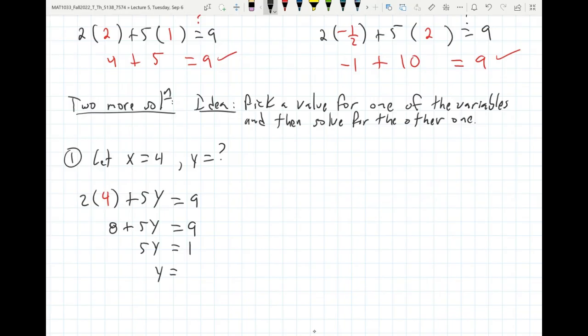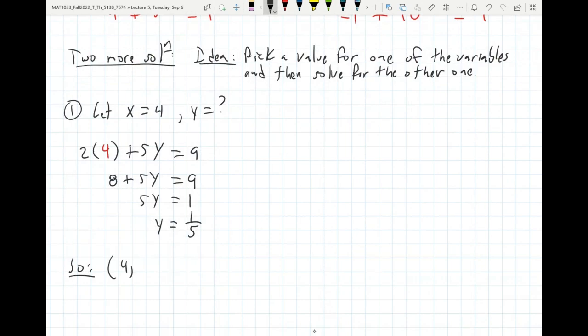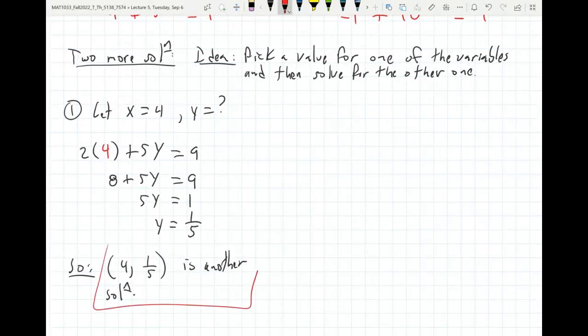Divide by 5. So we get y equals 1 over 5. So if you make x equal 4, the only y that makes sense to be able to have a solution has to be 1 over 5. Do you understand this? So we got one solution. So 4, 1 over 5 is another solution. Are you okay with this?